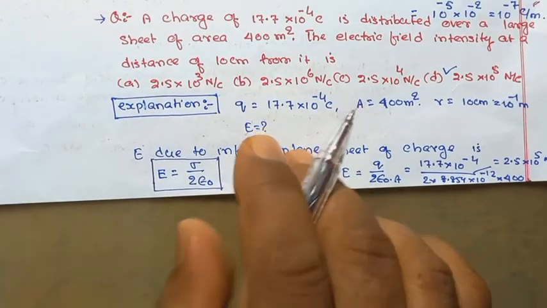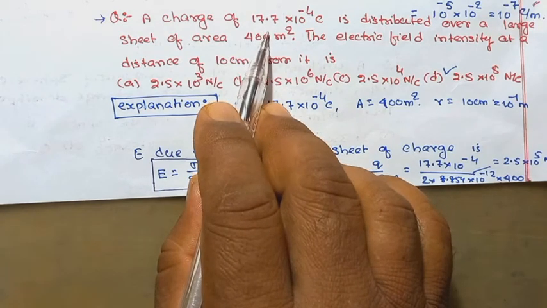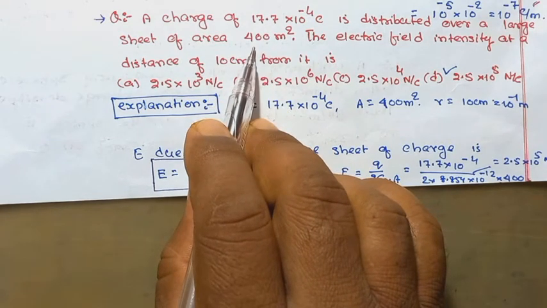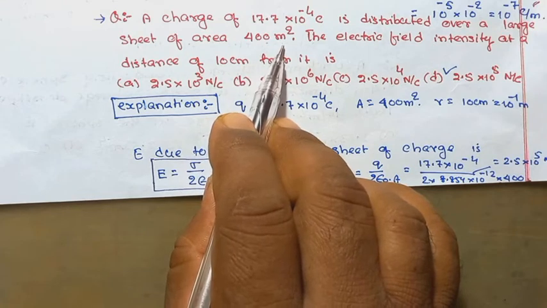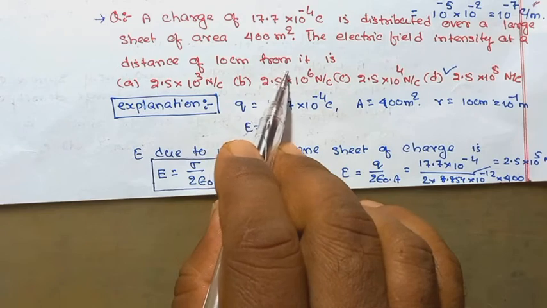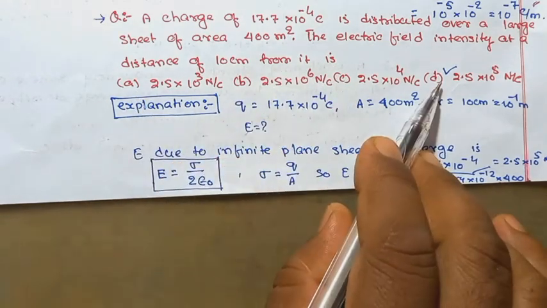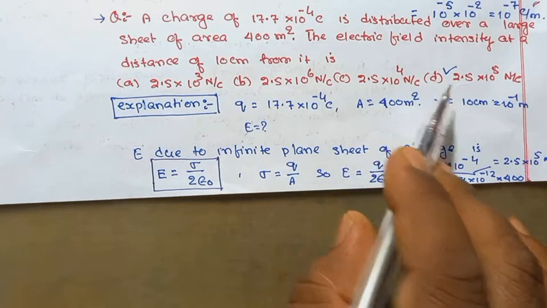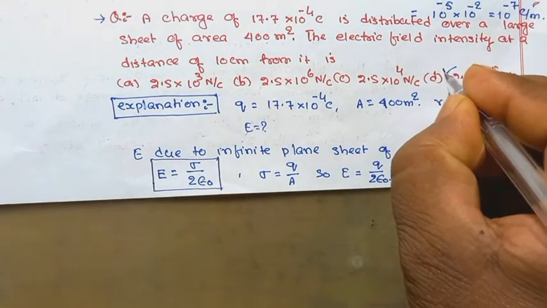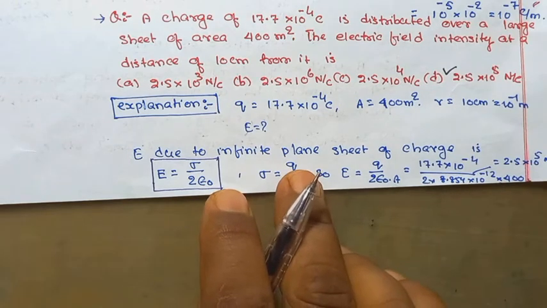This question is, a charge of 17.7 into 10 power minus 4 coulomb is distributed over a large sheet of area 400 meters square. The electric field intensity at a distance of 10 centimeter from it is, option A, B, C, D given, and out of these 4 options, this D is correct. Now we'll go detailed explanation.